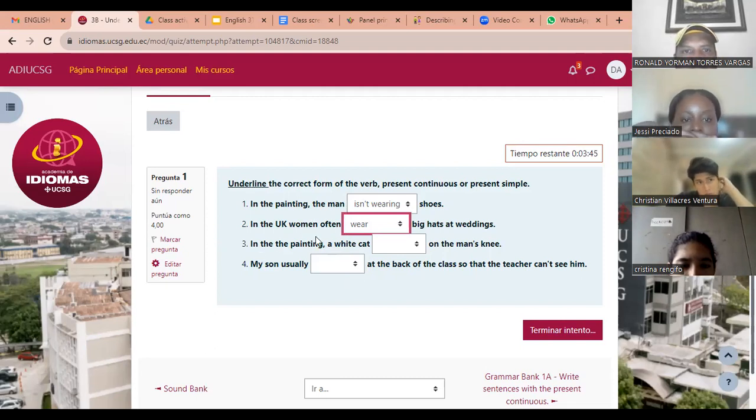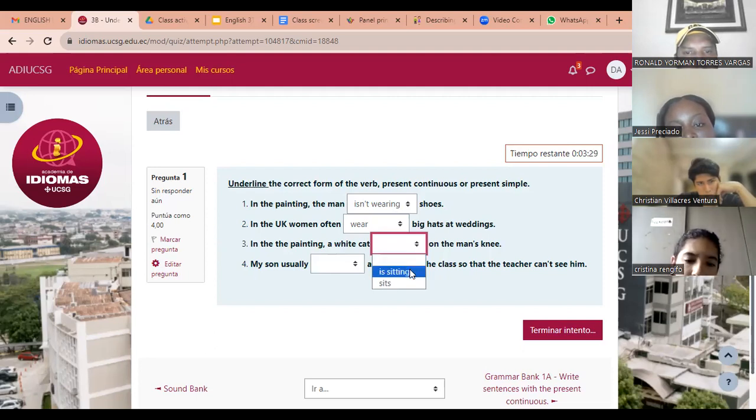In the painting, a white cat is sitting on the man's knee. Remember the picture? There was a white cat. So according to the description, it is sitting on the man. Why is sitting? Because we are describing the picture. And in order to describe something, we use present continuous.